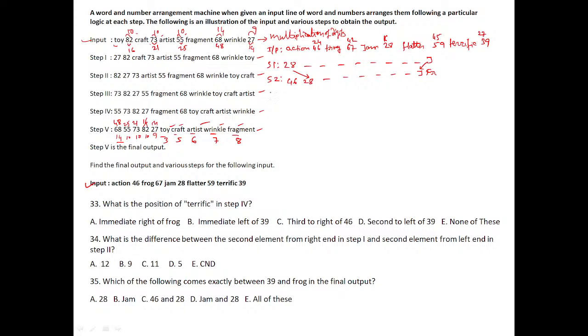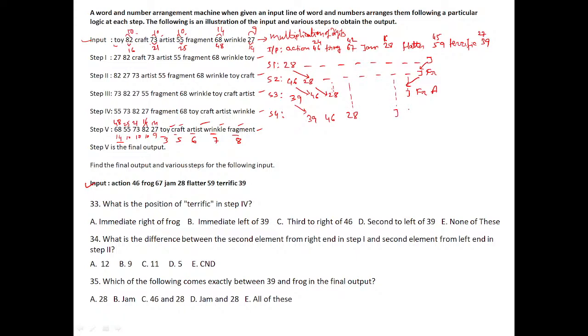Okay. Moving to the third step here. This 46 moves here. This 28 moves here. And what would be here? Here it is 39. 27. So now this is this part. So this J comes here. So this is J. This is FR. And then action. Right? Moving to step 4. So this is 39. This is 46. This is 28.